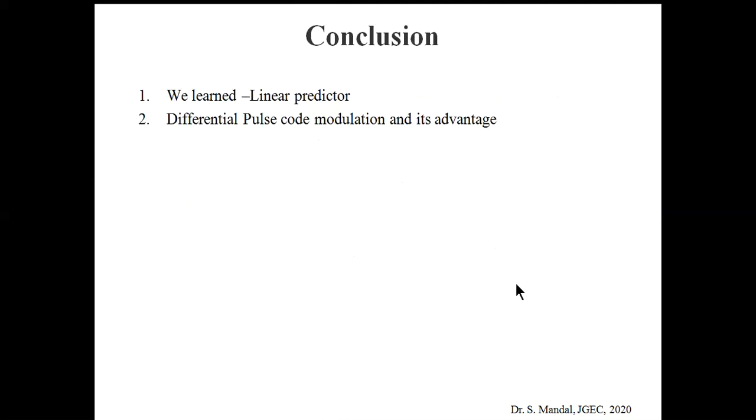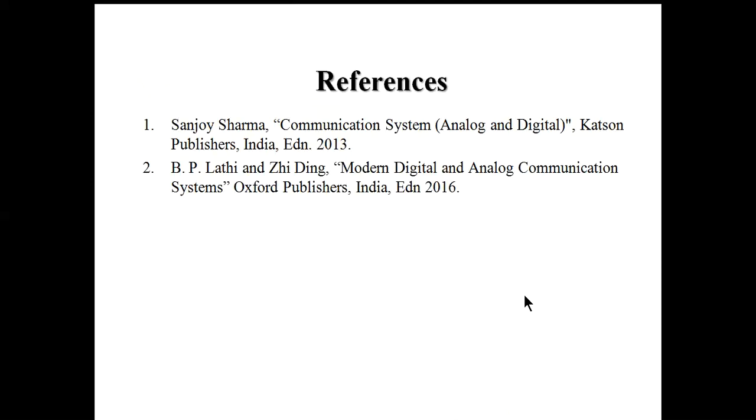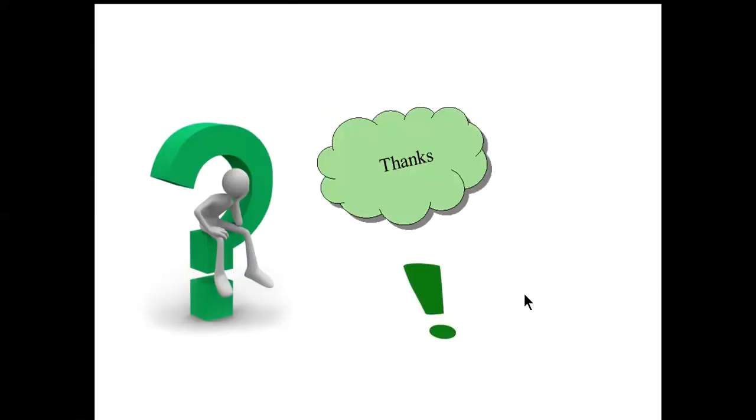So we learned about the linear predictor and DPCM in this current class, and we can also see that there are some advantages of DPCM over the PCM system. Okay, so these are some references. In the next class we'll discuss another source encoding technique, that is delta modulation, which has a further advantage over the DPCM system.